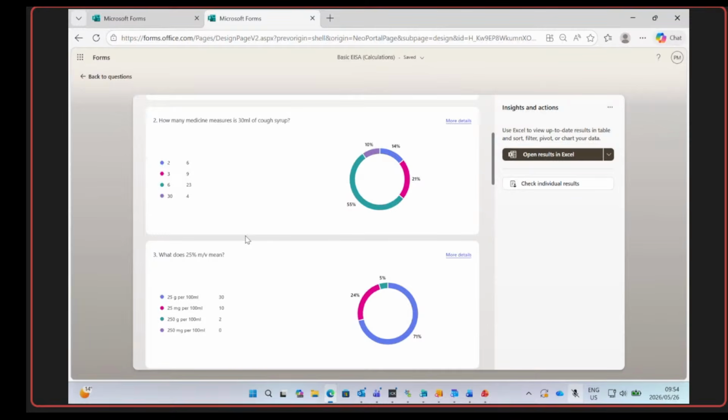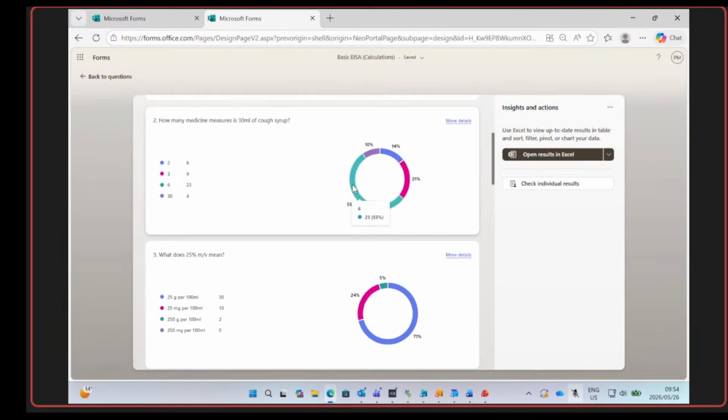And if we work it the other way around, we're going to say 6 medicine measures, and each medicine measure is 5 milliliters. 6 times 5 will give us 30. So you can double check it that way. And so the correct answer is number 3. So most of you got it correct, 23 of the 38. 6 people put the answer as 2, 9 as 3, and 4 as 30.